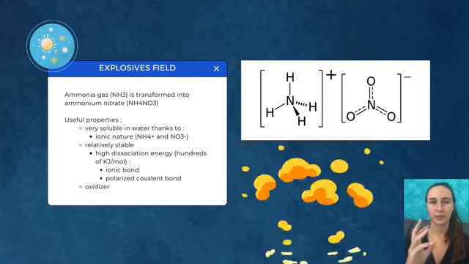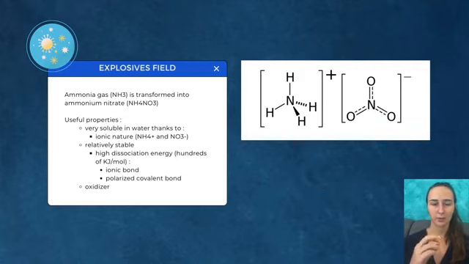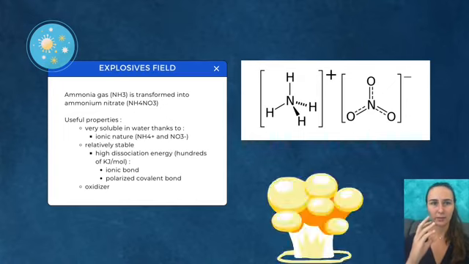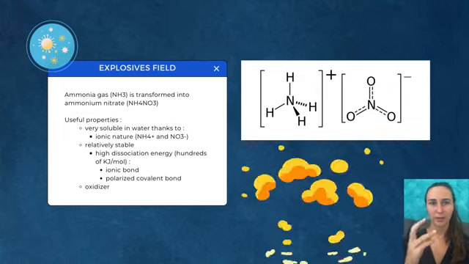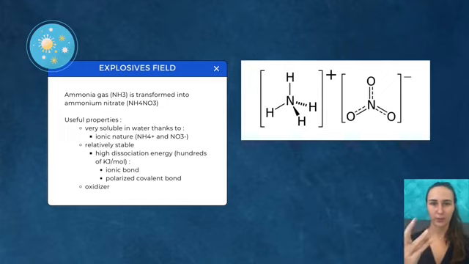This is important in this field because it ensures safety. The molecule's stability depends on the type of bond it forms. The cation and anion have ionic bonds, and the atoms inside have polar covalent bonds. This type of bond is quite strong and therefore requires significant dissociation energy to break.